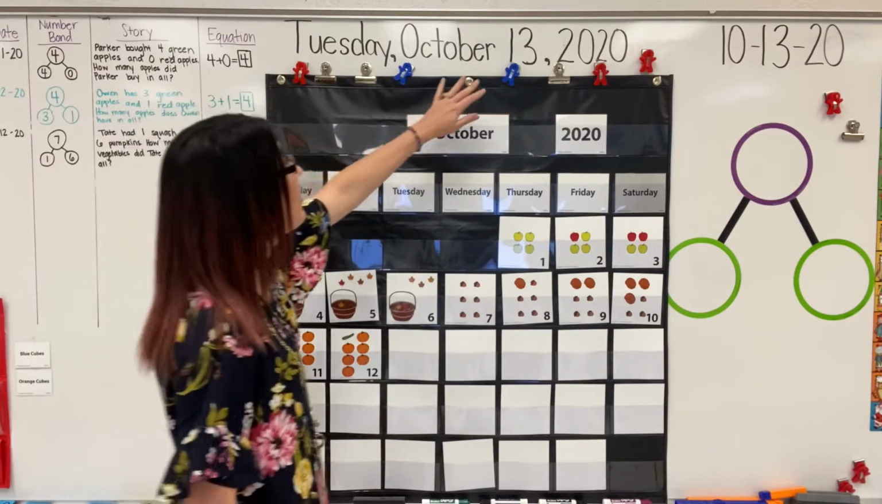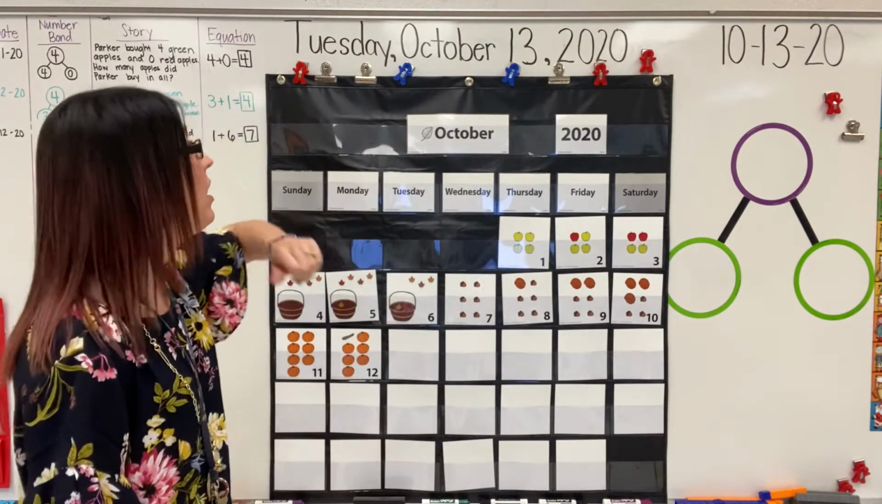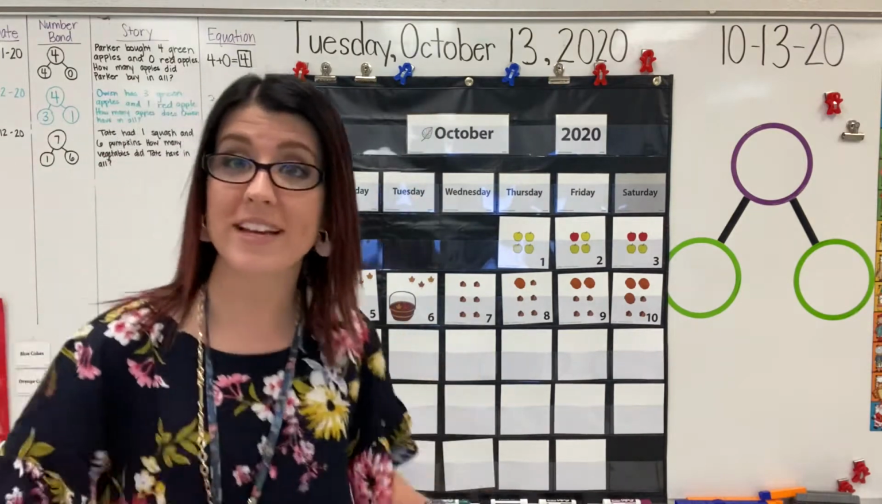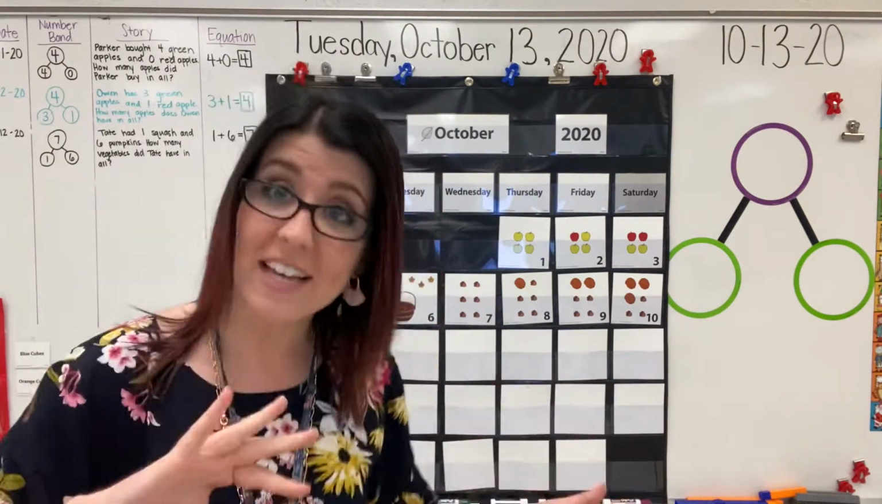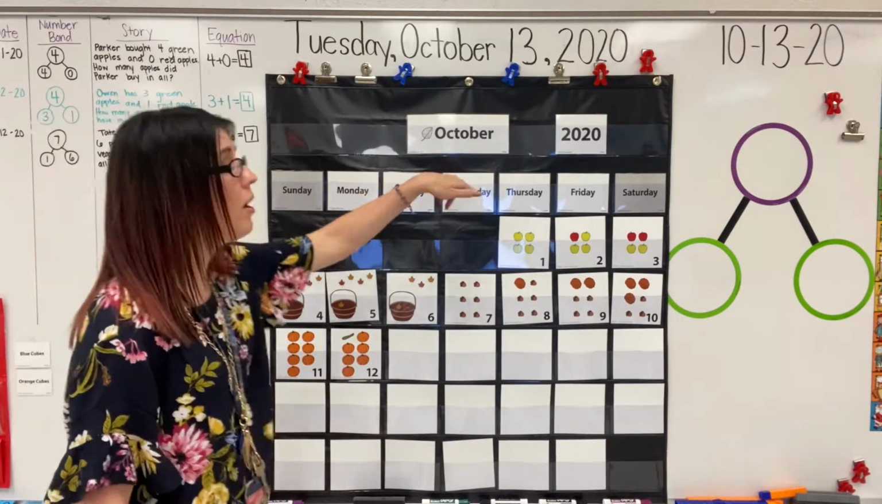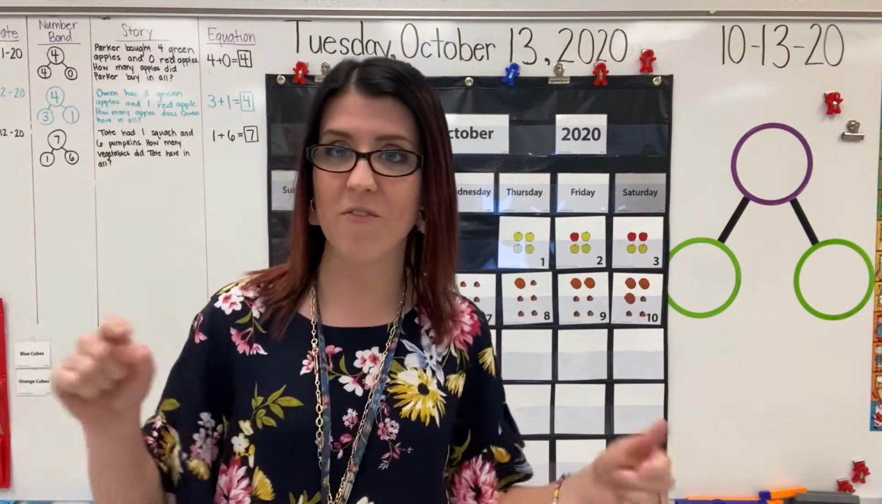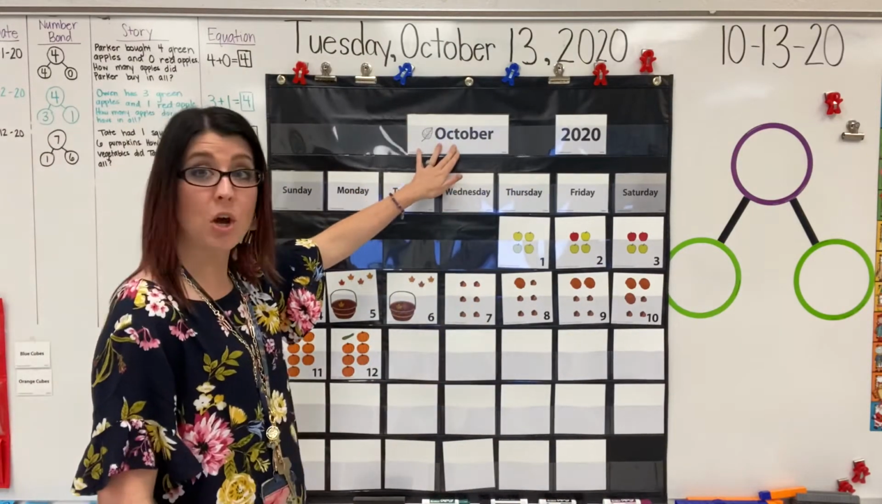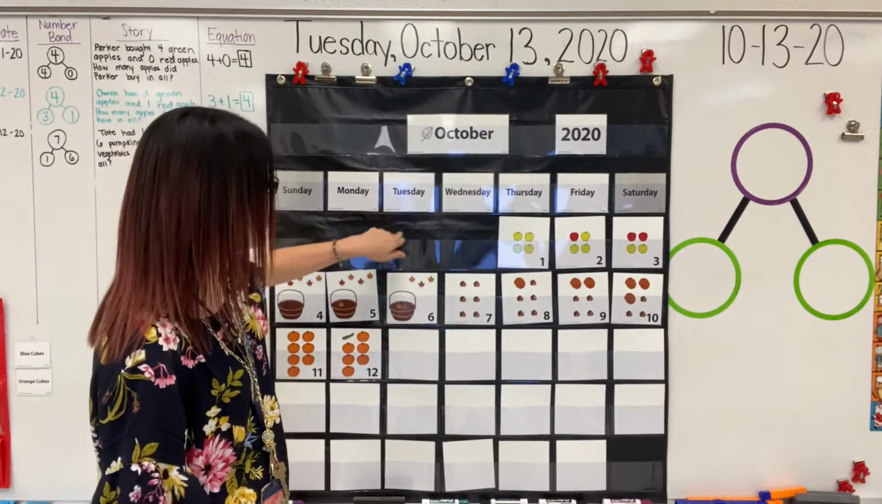Now, we are in the 13th day of October now, and our day of the week is Tuesday. Today is Tuesday, today is Tuesday, all day long. Yesterday was Monday, tomorrow will be Wednesday. Let's have fun. So we know our month is October, our day is Tuesday.